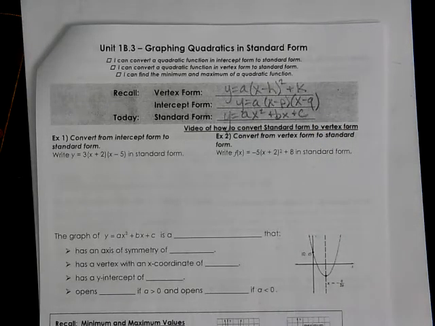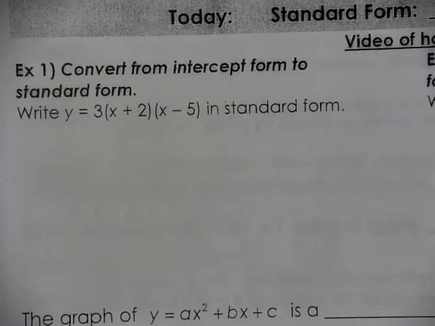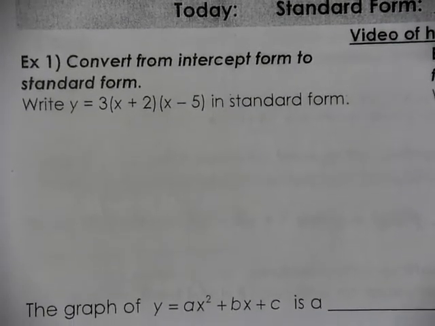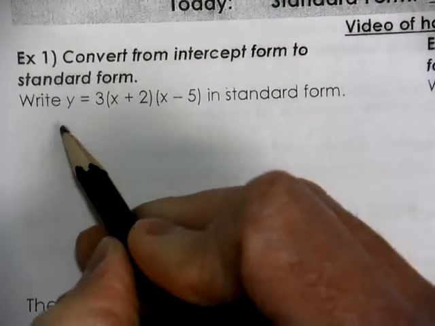So the first thing we're going to look at is what's happening with intercept form and how we can turn that into standard form. So we're just using our math skills. We're just going to multiply. We're going to take these parentheses and calculate it together so we don't have any parentheses.